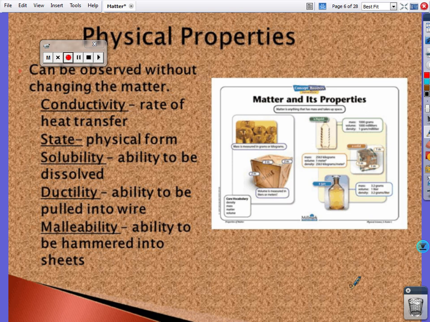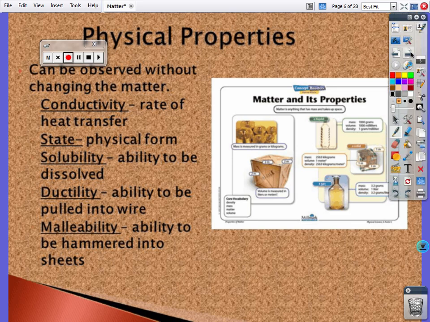Conductivity, which means allowing heat or electricity to get through. A state is a physical form. In other words, is it a solid, a liquid, a gas? Water can never be a plasma. In fact, rarely anything can. Solubility, can it be dissolved? Ductility, can it be twisted into a wire? Malleability, can you hammer it into a thin sheet like metals? Make sure you pause it and write down all these vocabulary words. Remember, if you're visual, just get a good picture, but it has to be something that really helps you to remember what it really means.